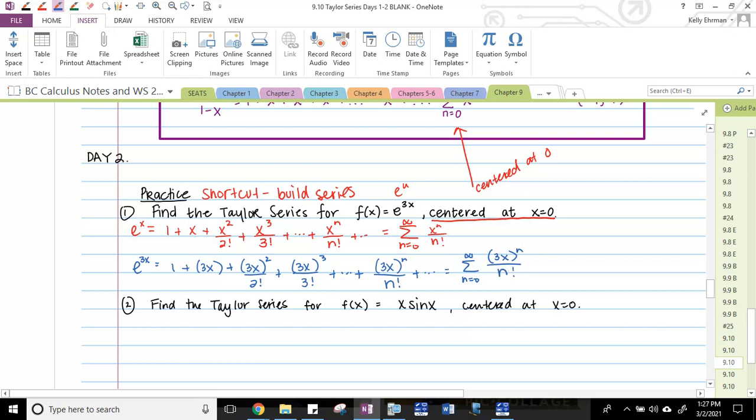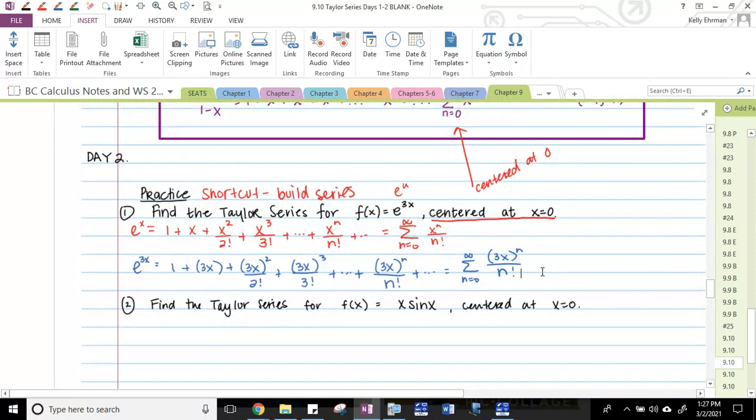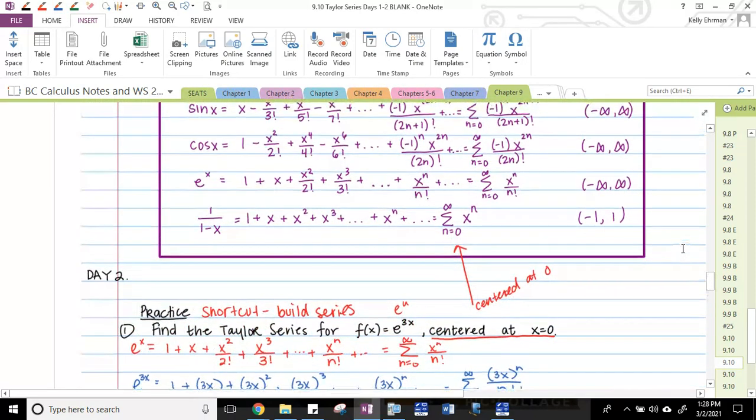Now, when you write that out, you could simplify it further. So you could take it to 3 to the n, x to the n. You could also just leave it like this, though. It doesn't matter. Okay, so for our next example, and I can still check the interval of convergence, right?